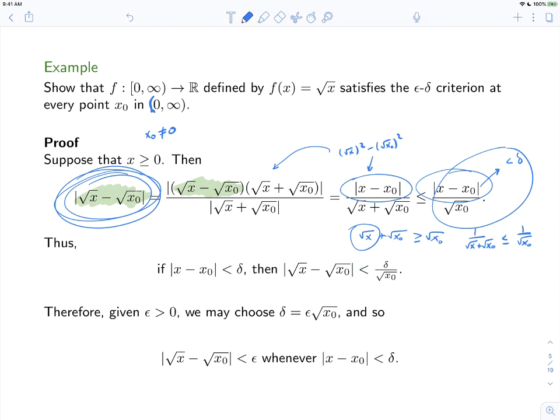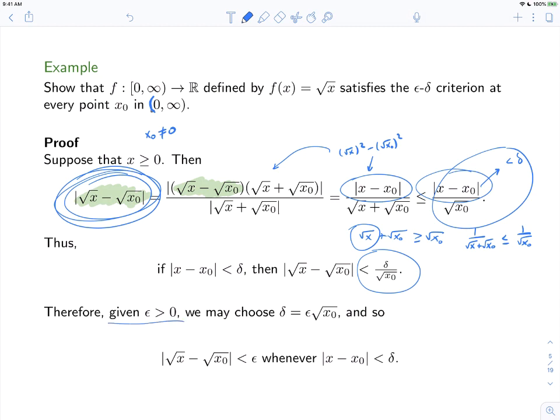So what that means is we have some control over the size of the difference in the output values, because we know that by choosing x sufficiently close to x0, we can be sure that the difference between the square root of x and the square root of x naught is as small as we want it to be, because we can just choose that delta to be anything we like.